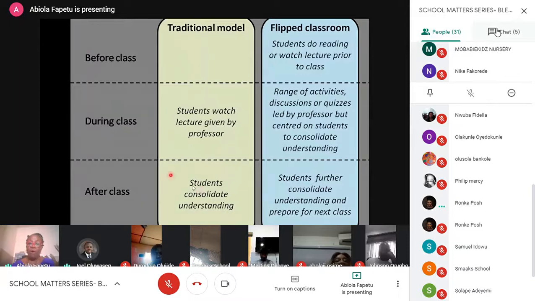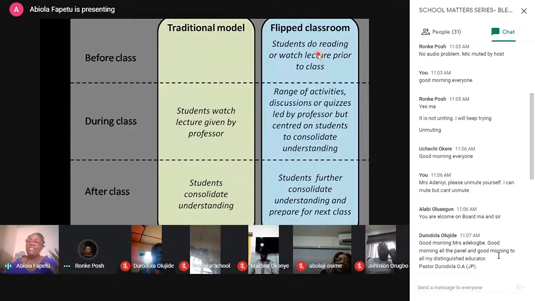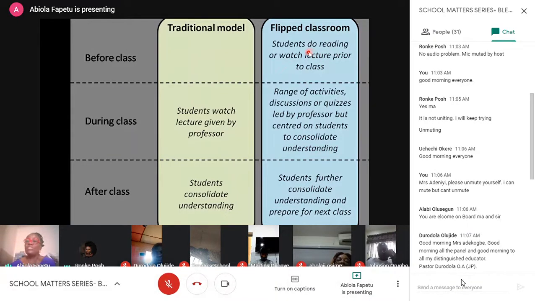So before class, the traditional model has nothing because you're waiting for the students to come to your class so that they can get the notes from you. Whereas in the flipped classroom, you have the students do the reading, watch the lecture, come to your class prepared.